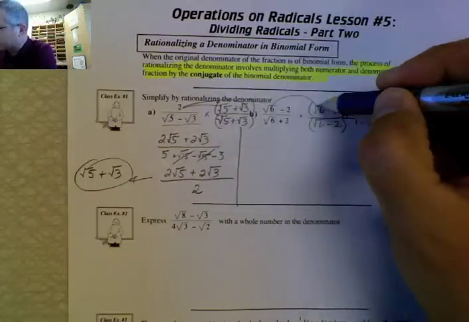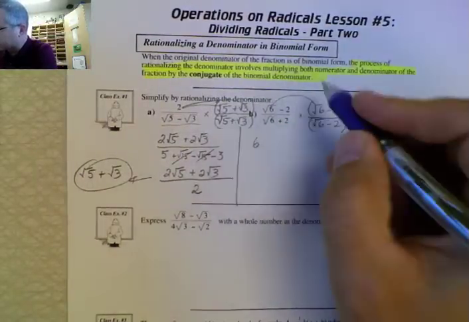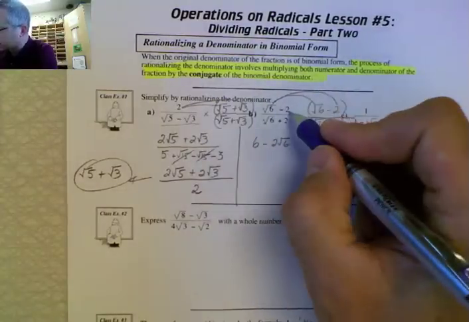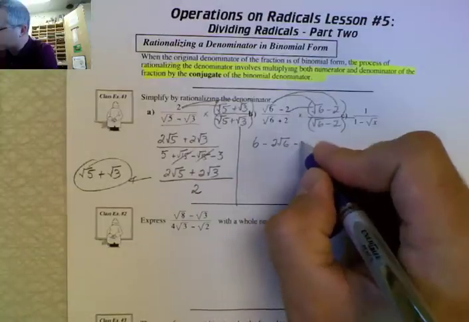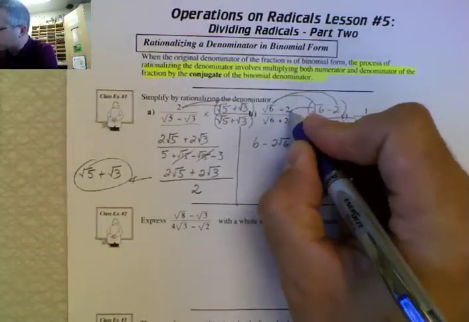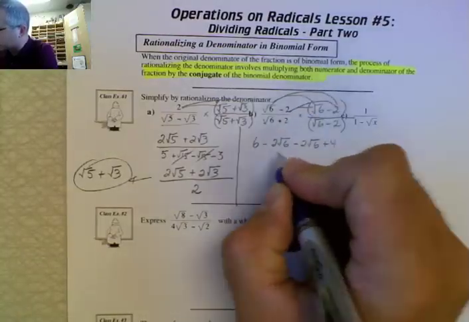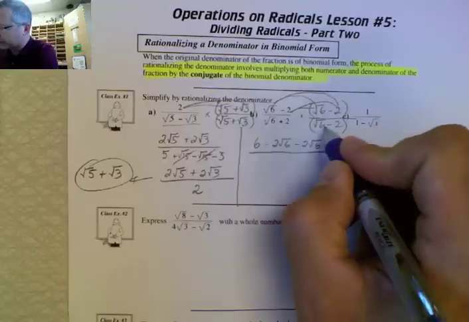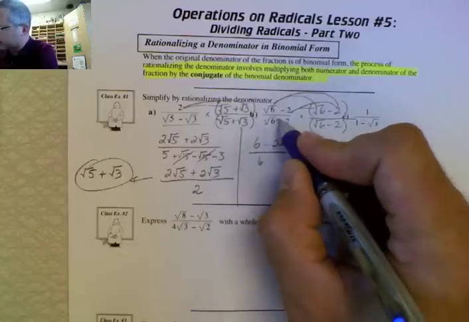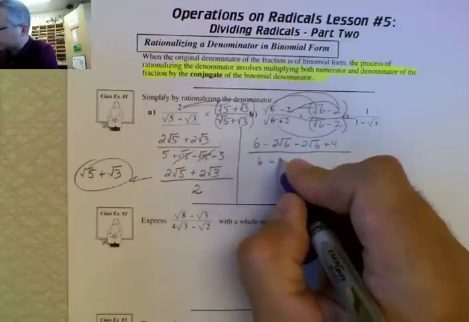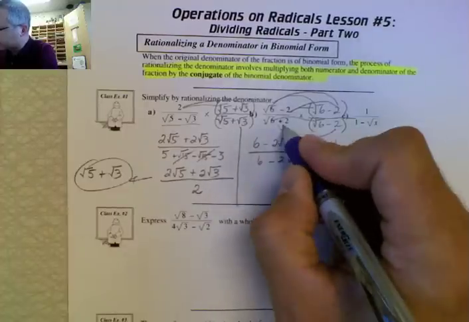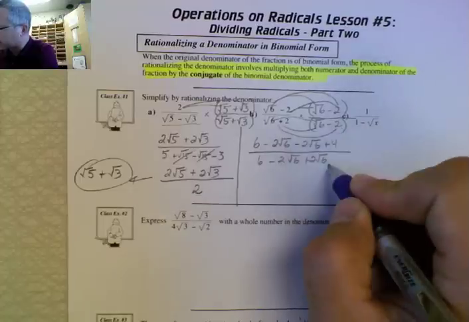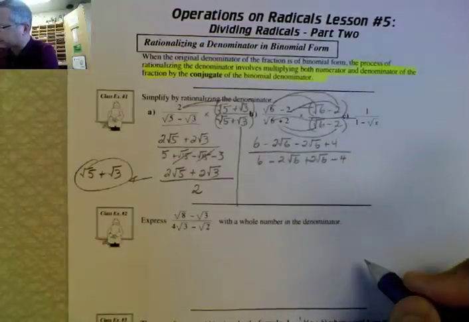So root 6 times root 6 is 6. Root 6 times negative 2 is negative 2 root 6. Negative 2 times root 6 is negative 2 root 6. And negative 2 times negative 2 is positive 4. If we go to the denominator, root 6 times root 6 is 6. Root 6 times negative 2 is negative 2 root 6. 2 times root 6 is positive 2 root 6. And 2 times negative 2 is negative 4.